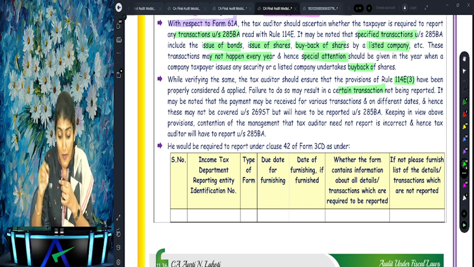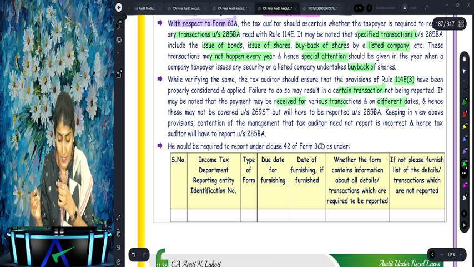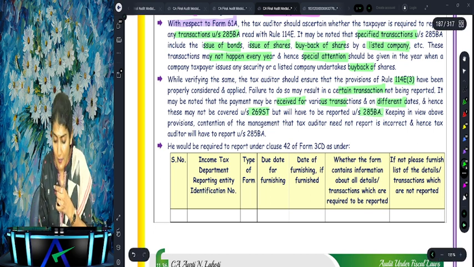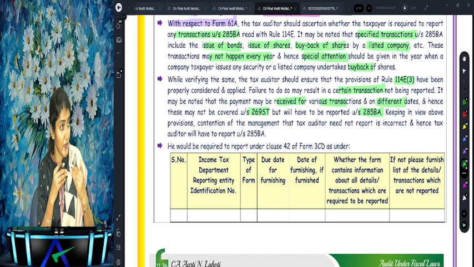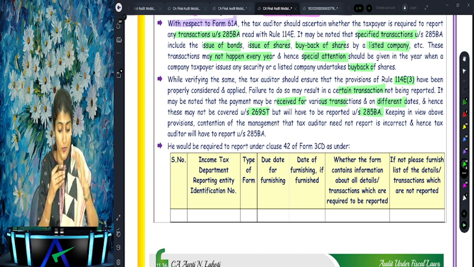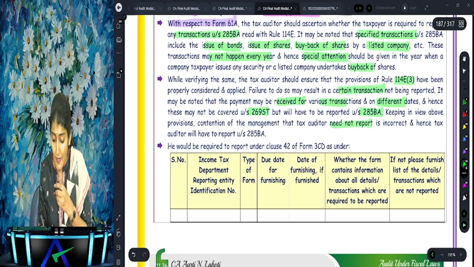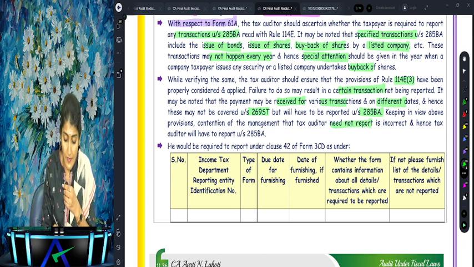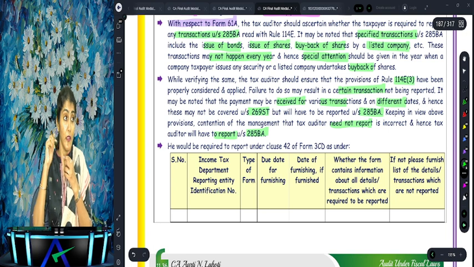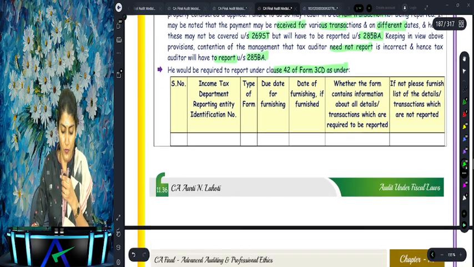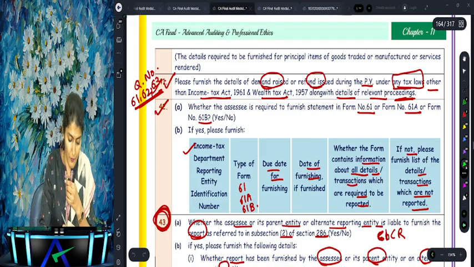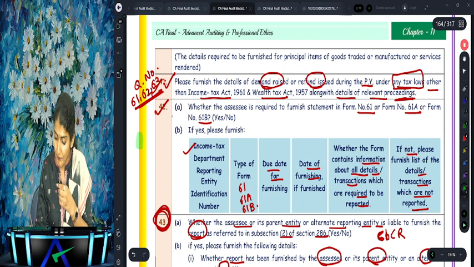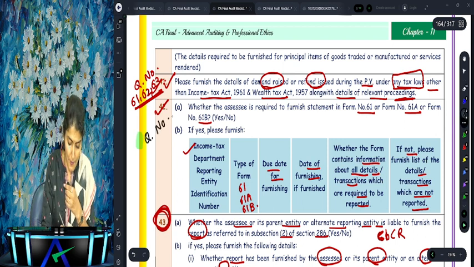It may be noted that the payment may be received for various transactions on different dates, and hence this may not be covered under 269ST, but will have to be reported under 285BA. So it is not exceeding 20,000 or 2 lakh or something, but still it will come under 285BA. Keeping in view the above provisions, the contention of the management that the tax auditor need not report is incorrect, and hence the tax auditor will have to report under 285BA. Right, and then what is the reporting requirement over there? Are you understanding that? Right, so that is our question number 64. So what do we write over here? The question number 64.